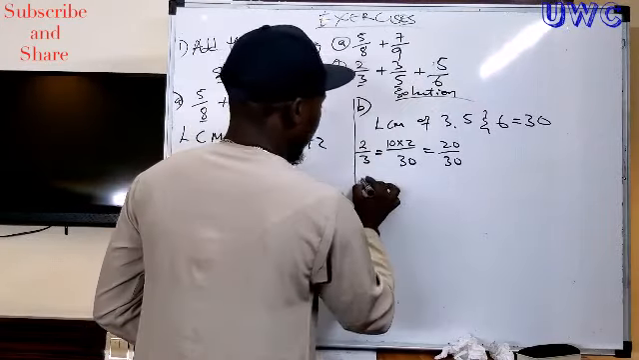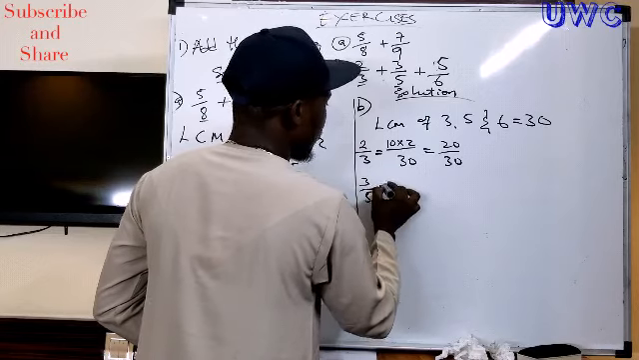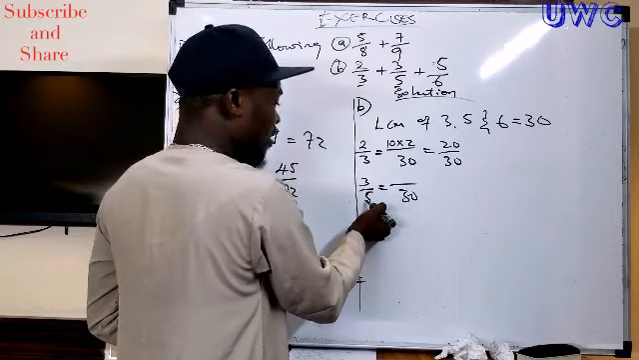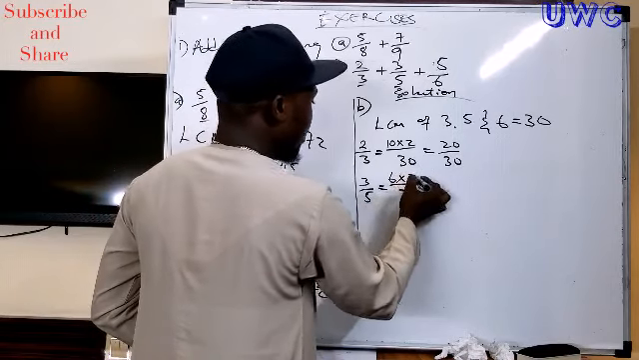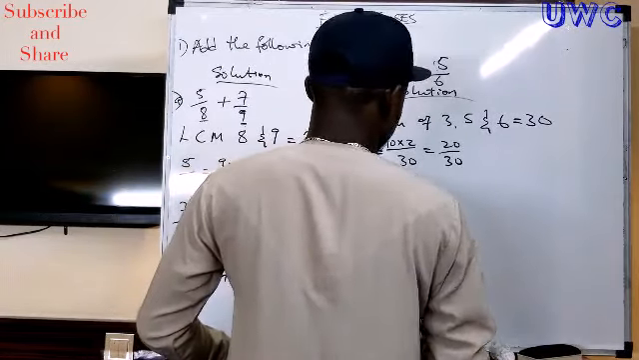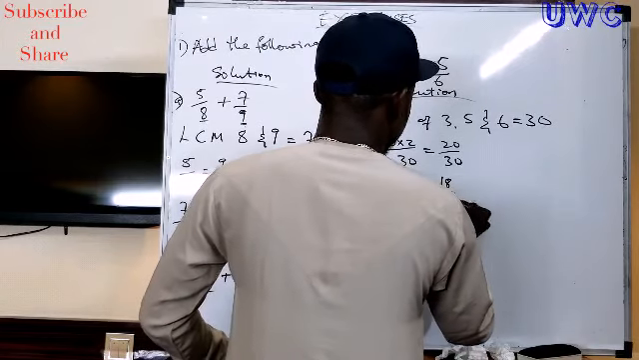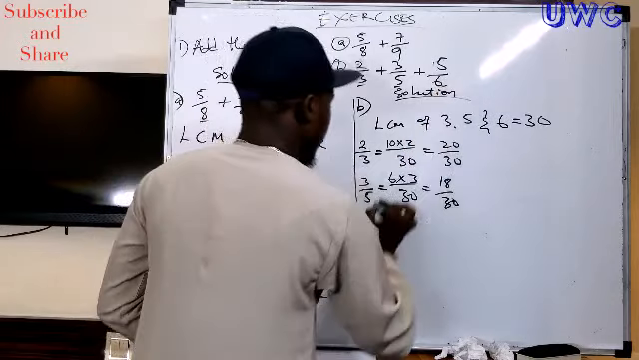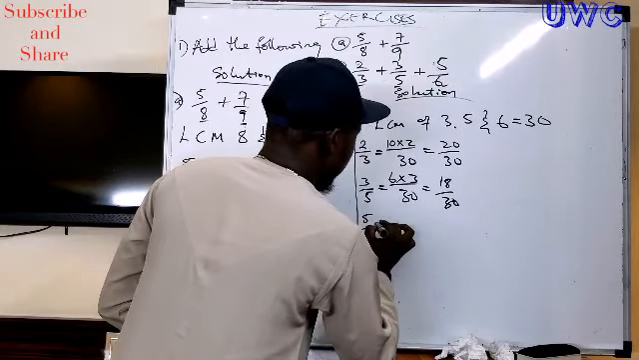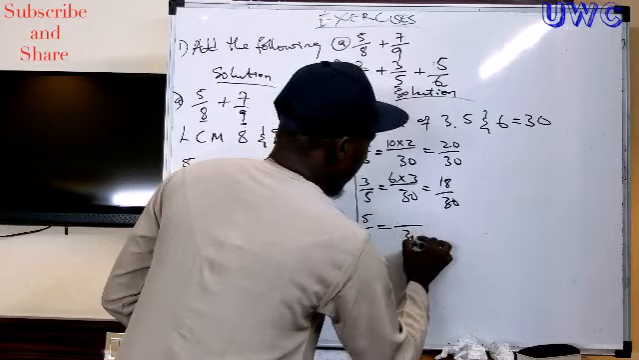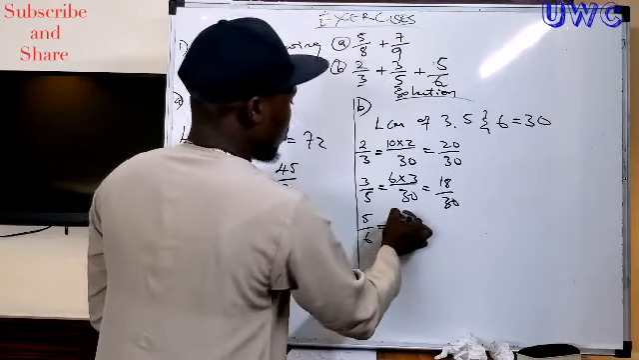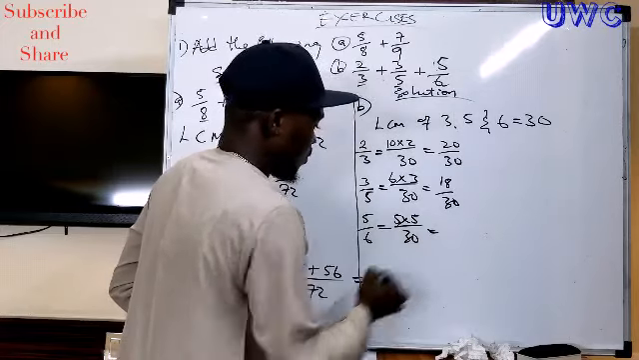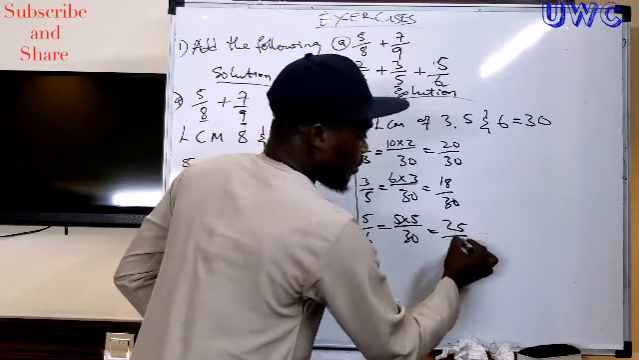The next, 3 over 5, with 30 as the LCM. 30 divided by 5 will give us 6. 6 multiplied by 3 will give us 18 over 30. The last, that is 5 over 6, with the LCM 30. 30 divided by 6 will give us 5. 5 multiplied by 5 will give us 25 over 30.